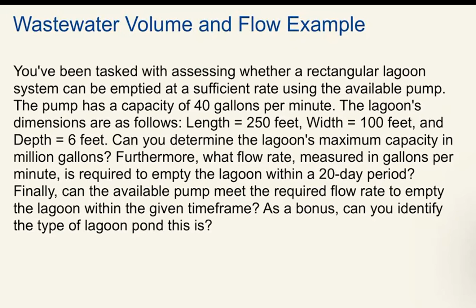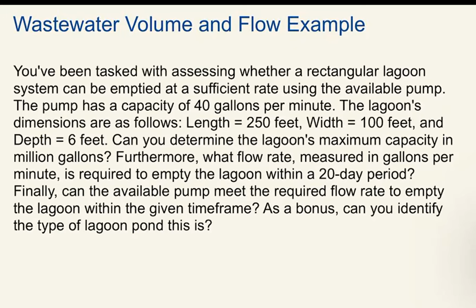First of all, today, I'm going to introduce the problem that we're going to be working with, and it is based on wastewater volume and flow. So here's our question. You've been tasked with assessing whether a rectangular lagoon system can be emptied at a sufficient rate using the available pump. The pump has a capacity of 40 gallons per minute. The lagoon's dimensions are as follows.